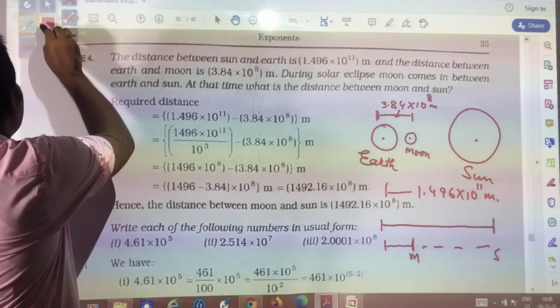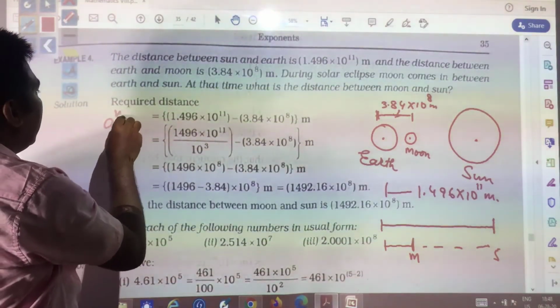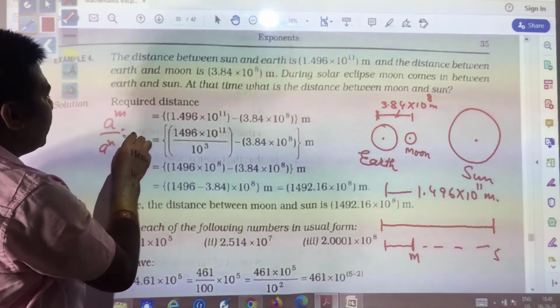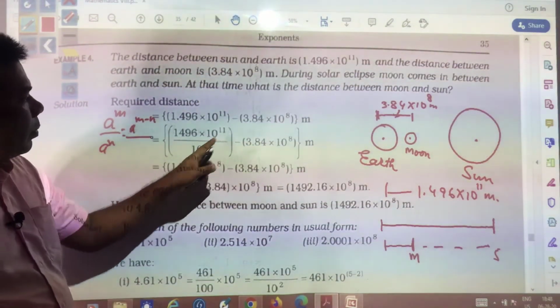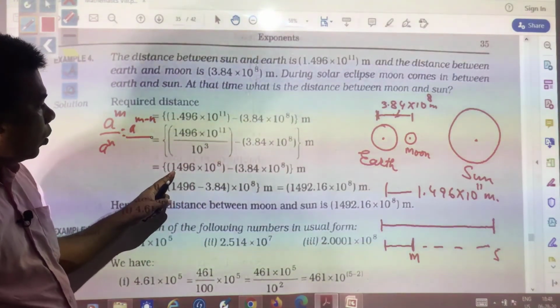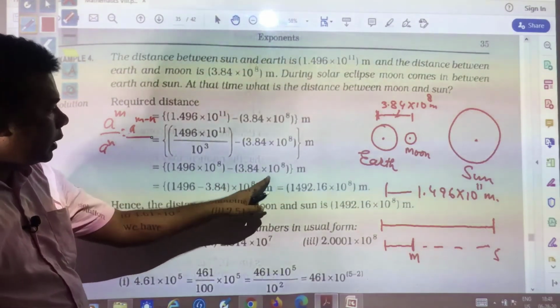A to the power m divided by a to the power n means a to the power m minus n. This formula has been applied. 11 minus 3, you got 8. So, 1496 into 10 to the power 8 you got, minus this number.